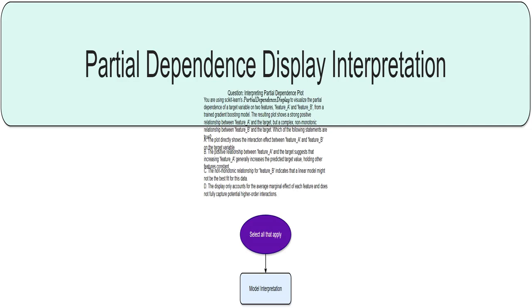I'm explaining how to interpret the results from a partial dependence display, a visual tool used to understand how individual features influence predictions in a machine learning model. It's like looking at a zoomed-in view of each feature's influence on the outcome, one feature at a time.